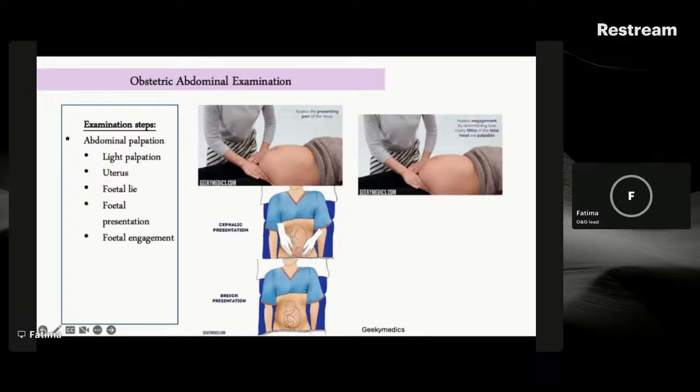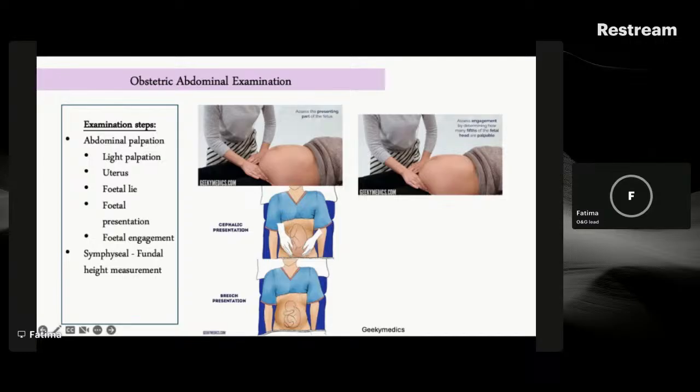You're then assessing fetal engagement, and that is a fetus is considered engaged when more than 50% of the presenting part, so their head, is descended into the pelvis. The fetal head is divided into fifths when you're assessing engagement. If you're able to feel the entire head in the abdomen, they are 5/5 palpable, meaning they're not engaged. If you're not able to feel the head at all, it's 0/5 palpable, meaning fully engaged.